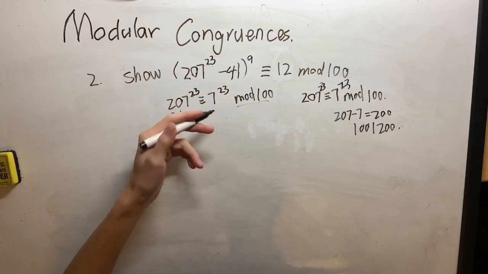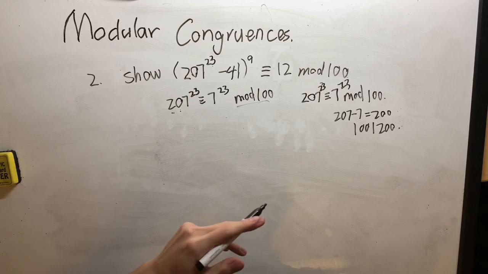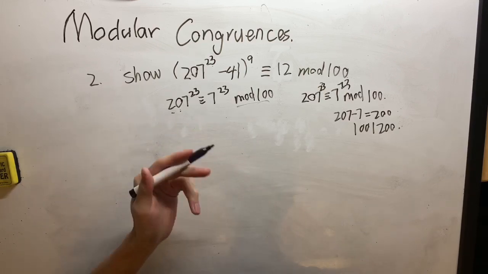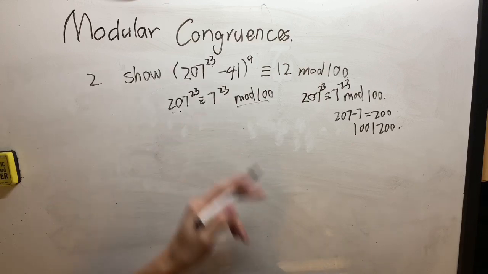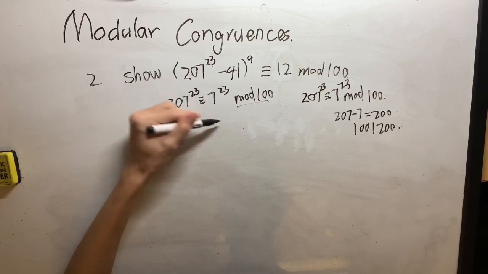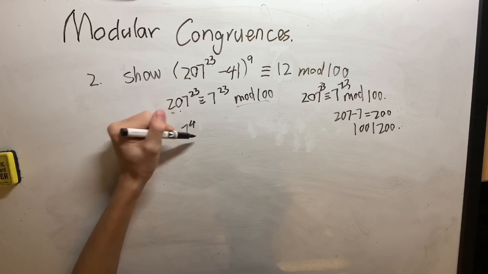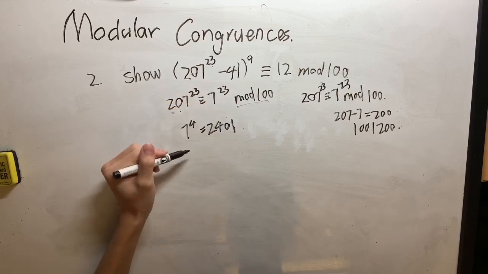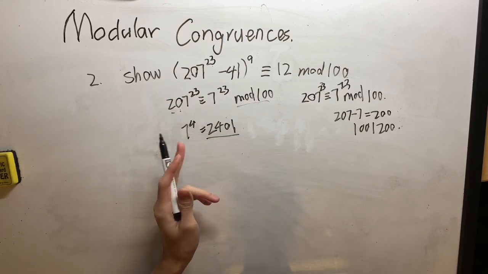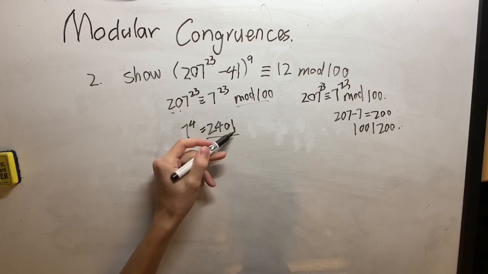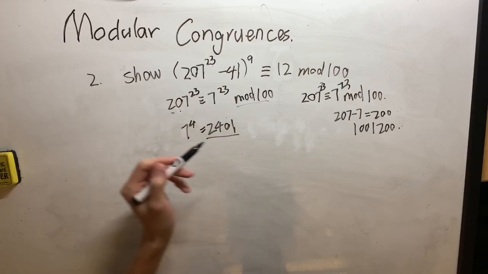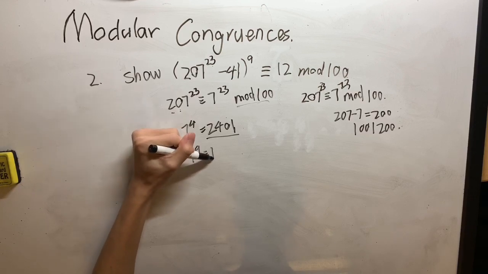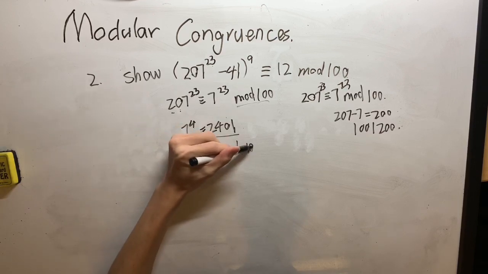Now let's look at 7. We are looking for an exponent that makes it easier to solve the question. So we find that 7 to the 4th is equal to 2401, and this is much closer to 100, and 1 makes it easier to solve the question. So we find the property that 7 to the 4th is congruent to 1 mod 100.